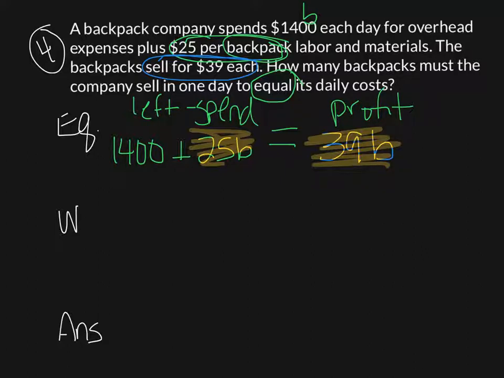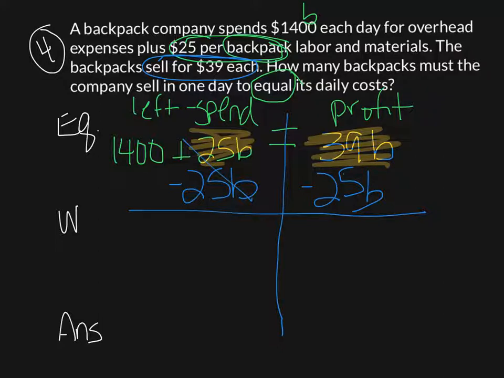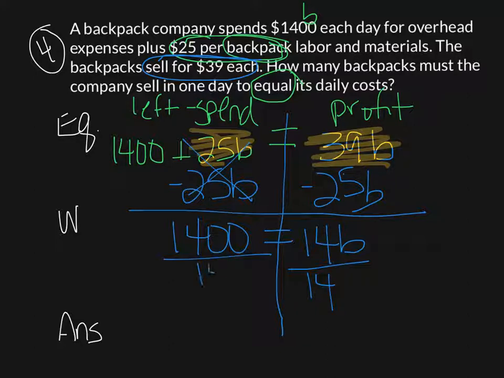So I want to draw my line, and I want my 39B to stay, so I'm going to move my 25B to the right side. That cancels, and I have 1,400 equals 39B minus 25B, which is 14B. Divide by 14, and B equals 100. So they are going to have to make 100 backpacks a day to break even.